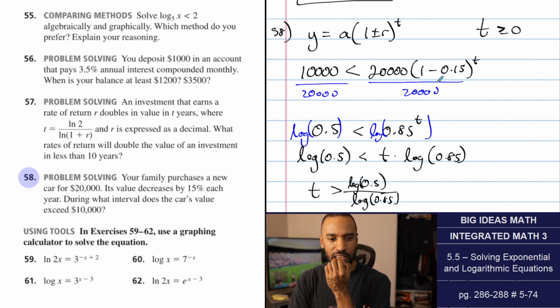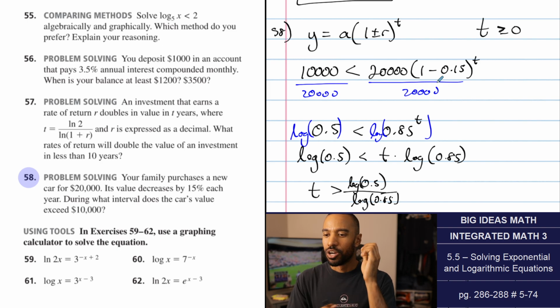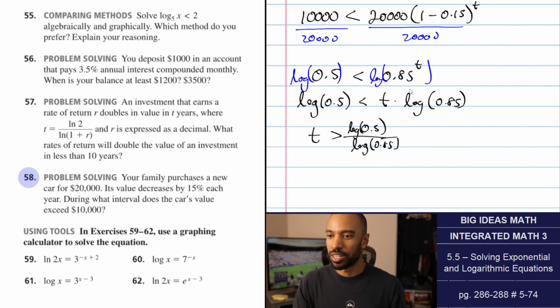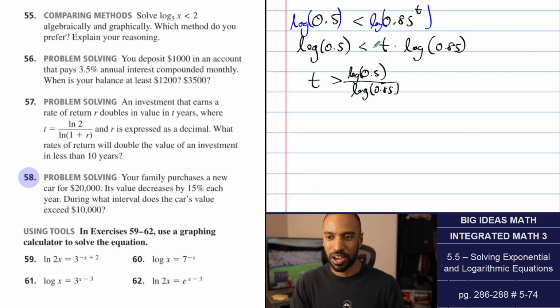If it exceeds 10,000, you know what it is? This is actually really interesting, and I'm just recognizing this now. We're technically dividing both sides by a negative number. Log of 0.85 is a negative number, so when we divide by a negative, guess what? We actually flip the inequality.